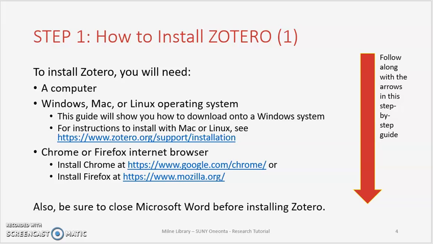Let's start by installing Zotero itself. In these slides, you can follow along with the arrows in this step-by-step guide. To install Zotero, you're going to need your computer, a Windows, Mac, or Linux operating system, but I will be showing you the Windows system, and Chrome or Firefox internet browser. Be sure to close Microsoft Word before installing Zotero.